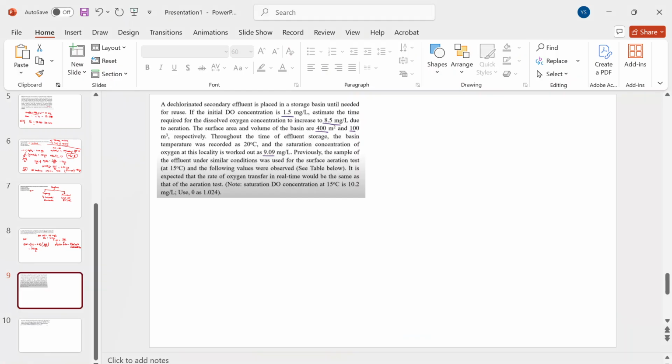Okay, let's continue. A dechlorinated secondary effluent is placed in a storage basin until needed for reuse. If the initial DO concentration is 1.5 milligrams per liter, estimate the time required for the dissolved oxygen concentration to increase to 8.5 milligrams per liter due to aeration. So you are providing basically the aeration to water so that the DO concentration increases from 1.5 to 8.5.